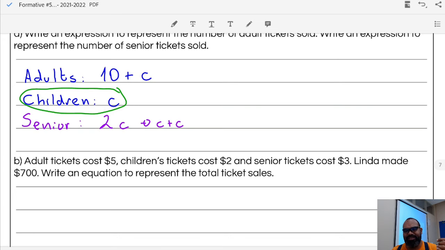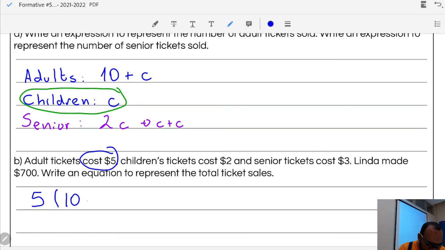And if the adults are 10 plus C, then here it is 5 times (10 plus C). Right down here in blue. As we know, adult tickets cost 5, so it is 5 times (10 plus C). Now it makes sense. Yes, it makes sense.